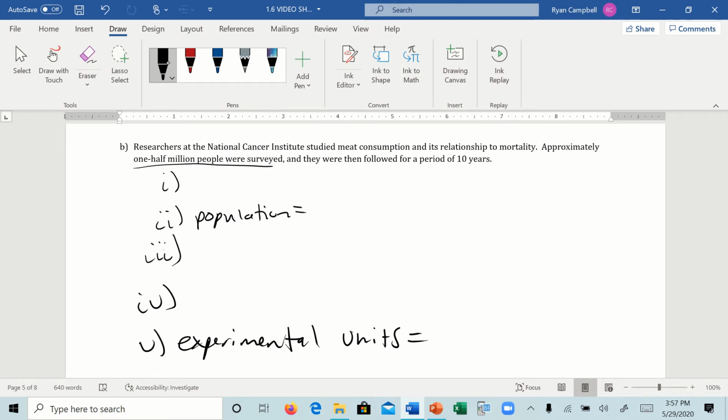So is that going to be our population, or is that going to be experimental units? So that's just in our sample. So that's going to be the experimental units, 500,000. So then what's the population going to be? So it's going to be all of it. And since we're studying meat consumption, it's just going to be all meat eaters.